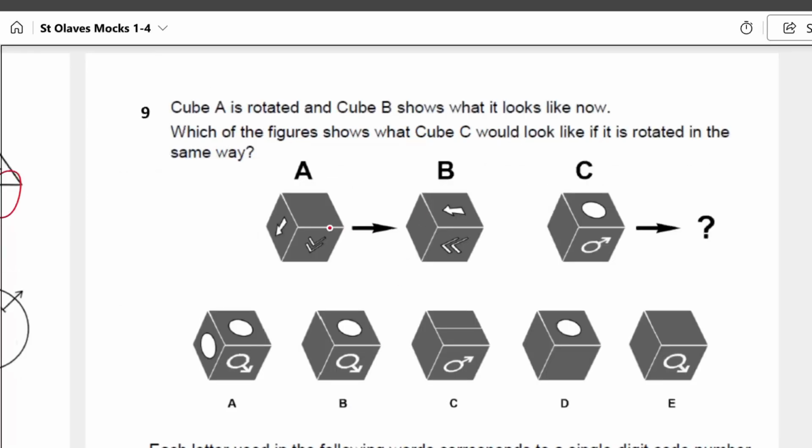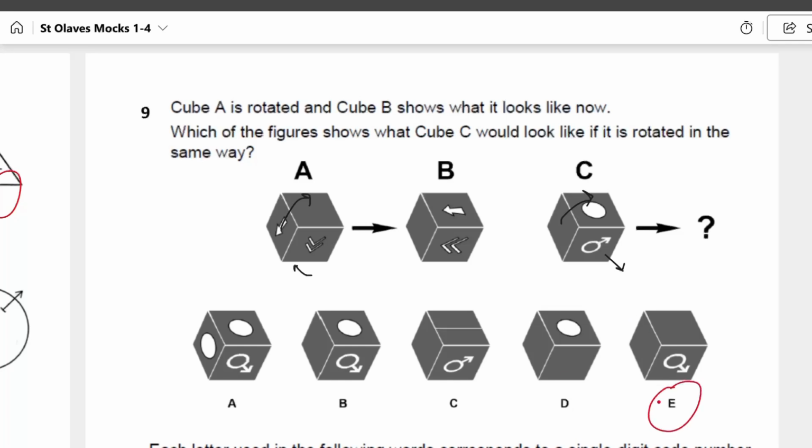For question 9, when I see this rotation, I know it's going 90 degrees clockwise, and that ends up on the top. In the same way, this blank space is going to end up on the top, and then this is going to point downwards over here. The only one that looks like that is E.